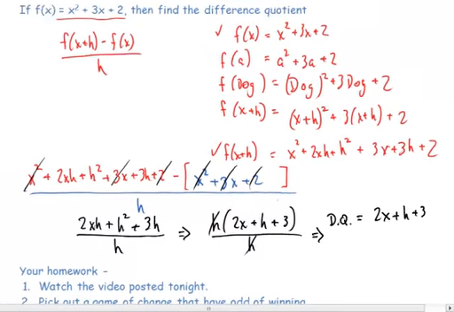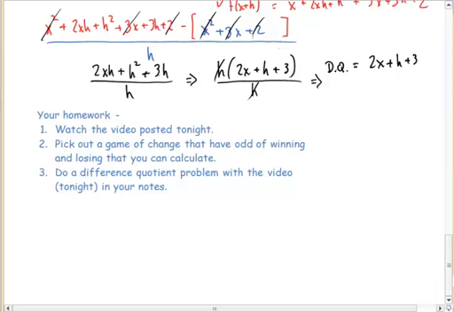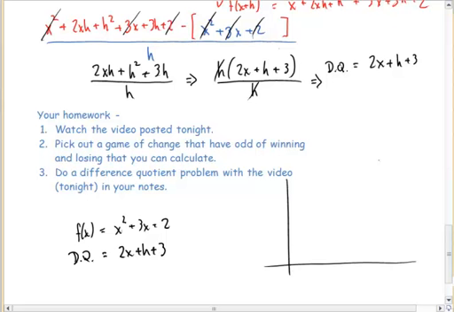Now here's the importance of what we did before. People were asking, what's the point of the difference quotient? If f of x is equal to x squared plus 3x plus 2, and its difference quotient is equal to 2x plus h plus 3, then you have a formula for that parabolic equation to predict what the slope is without doing much work.